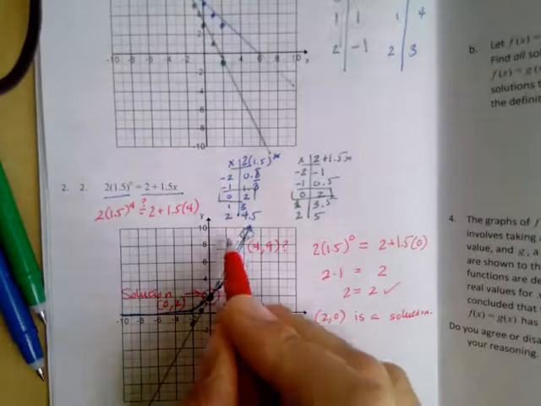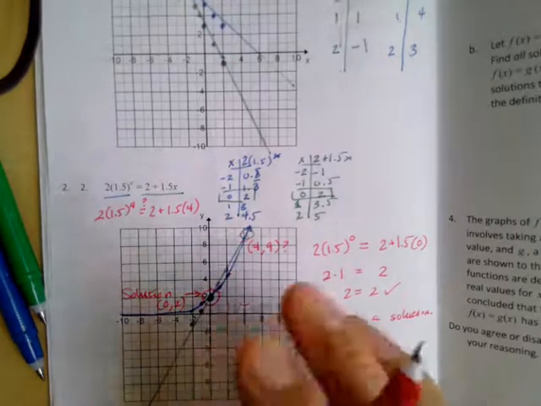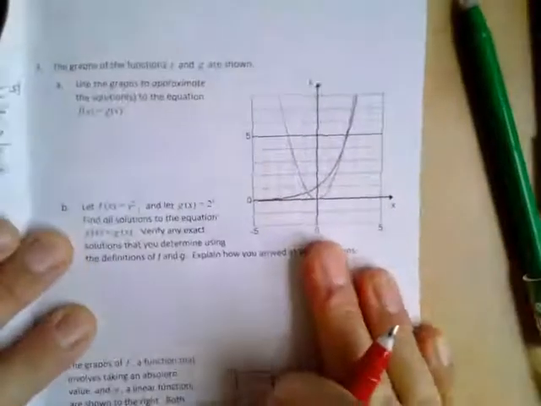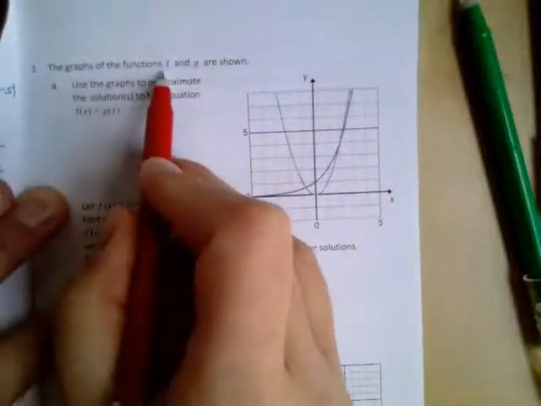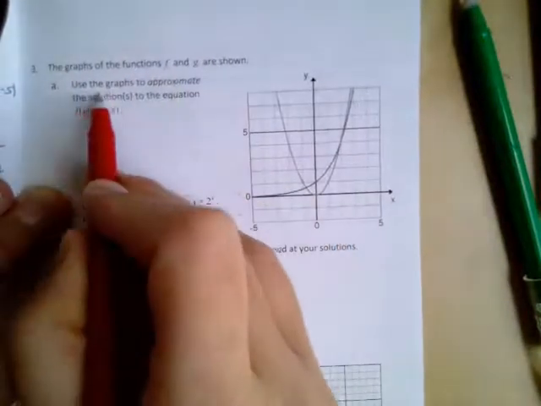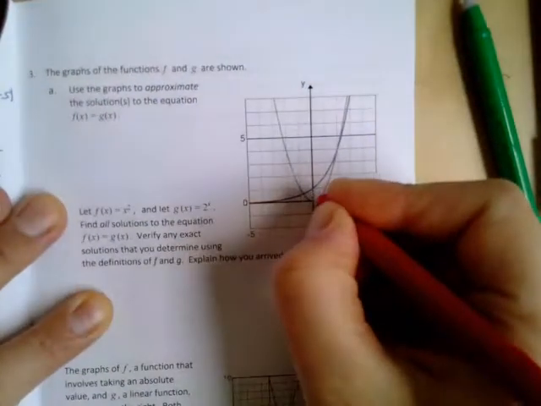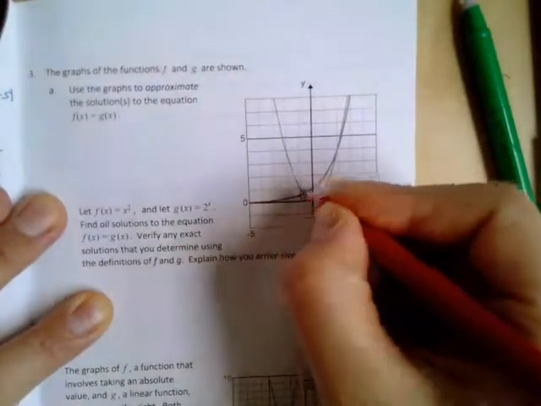Now let's talk about how to use those types of approximations with number 3. The graphs of the functions f and g are shown. Use the graphs to approximate the solutions to the equation f of x equals g of x. Approximate means that while I can guess where these positions are, I don't know exactly.